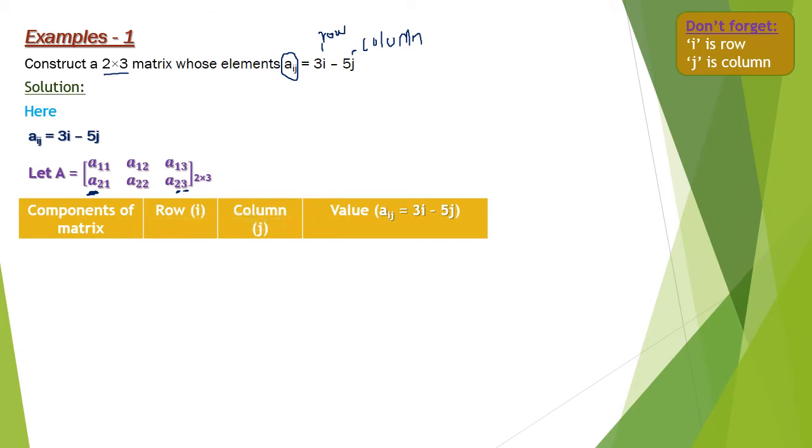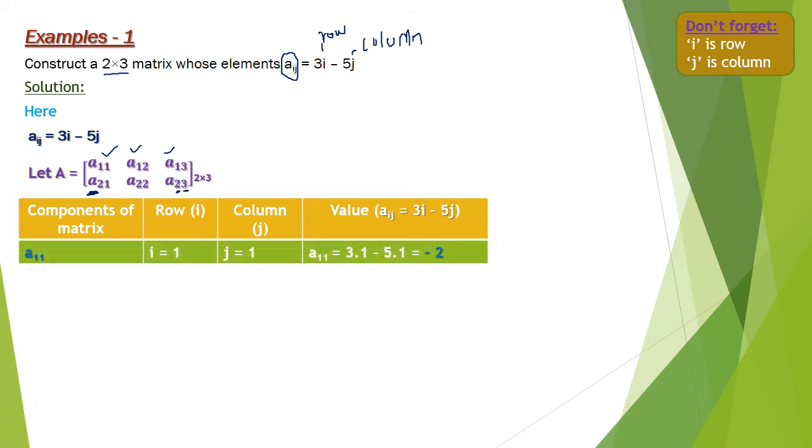Components, first we're going to write the components. These are components A11, A12, A13. Components, row i and value of row i, I'm going to explain later on. Now the value given by Aij: you can see A11, i equals 1, j equals 1, and A11 is equal to minus 2. Now how? Now let's see the explanation.